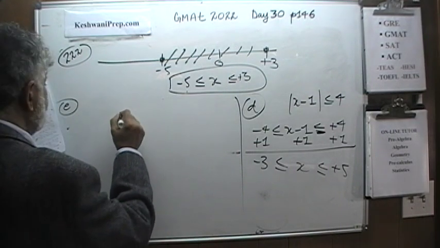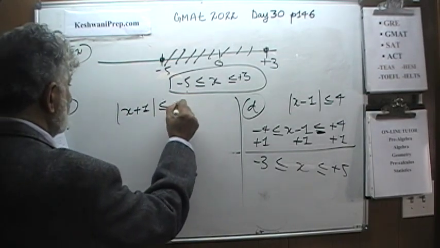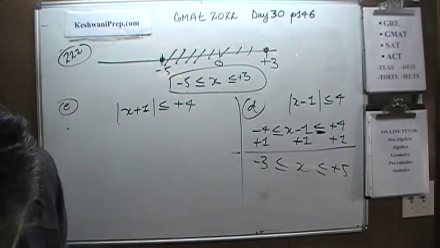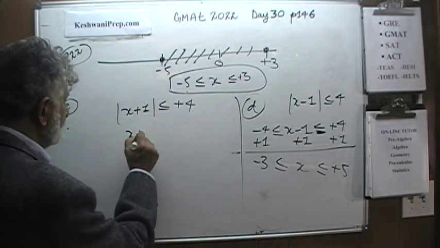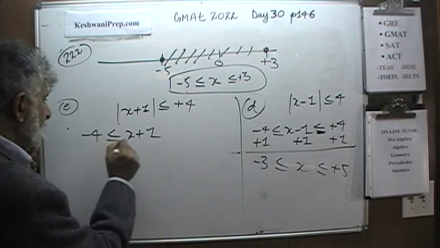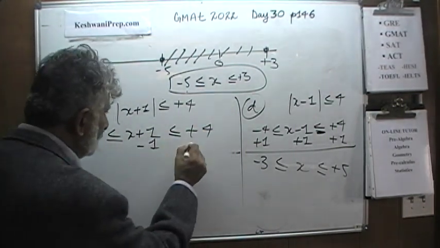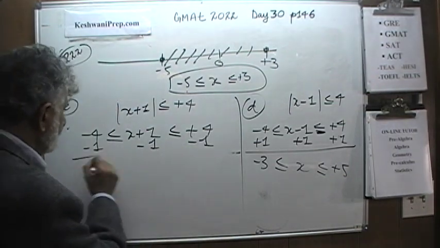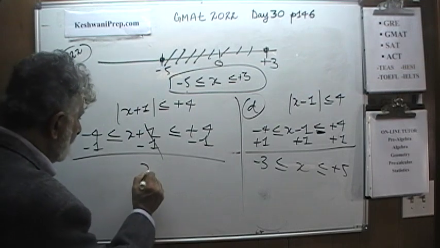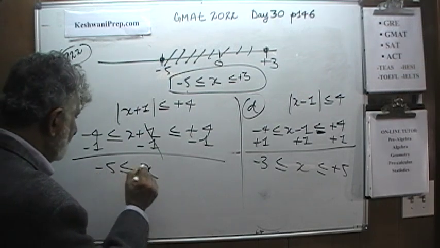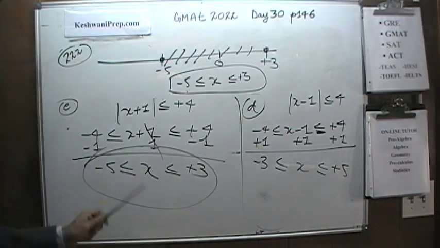E says the absolute value of x plus 1 is less than or equal to 4. Is that what it says? Yes. Let's see what we can do. Which means that x plus 1 has to be greater than or equal to negative 4 and less than or equal to positive 4. Let's subtract 1 from everywhere. There you go. Here is our negative 5 and here is our positive 3. This is going to drop out. x is greater than or equal to negative 5 and less than or equal to positive 3. Voila. The answer is E.